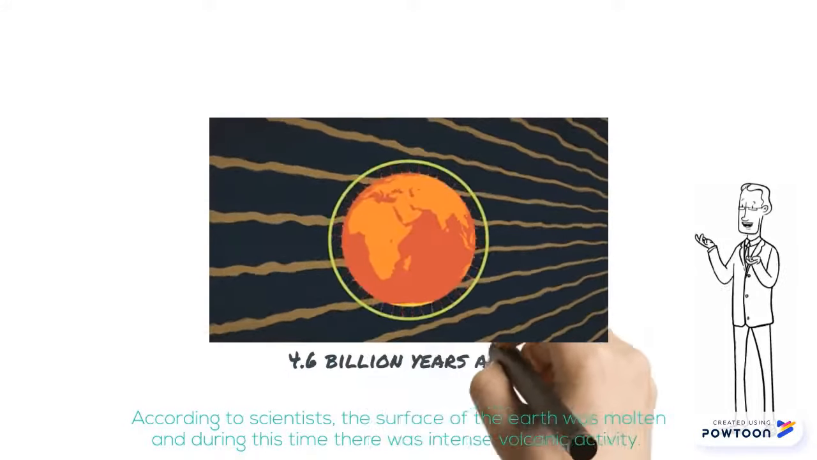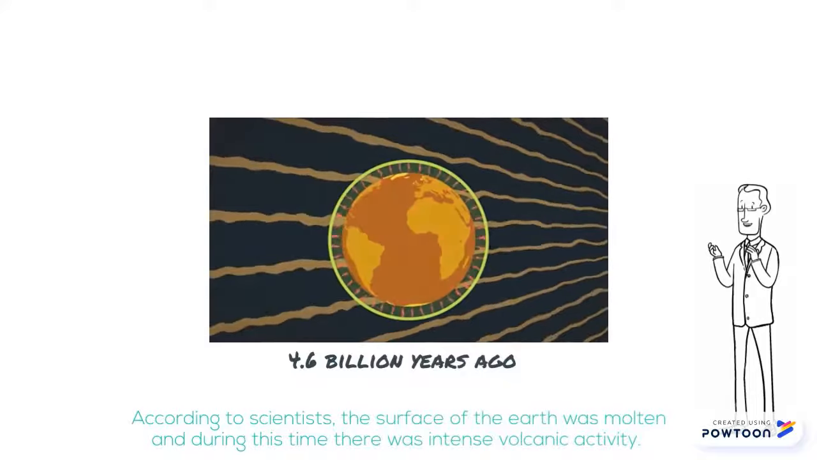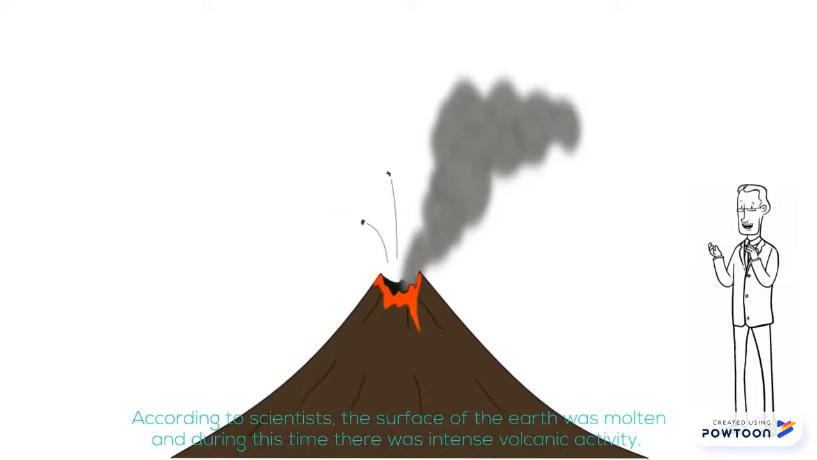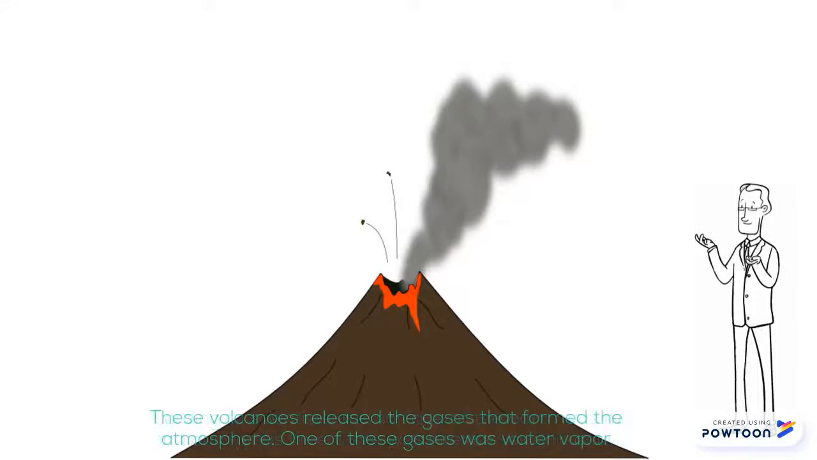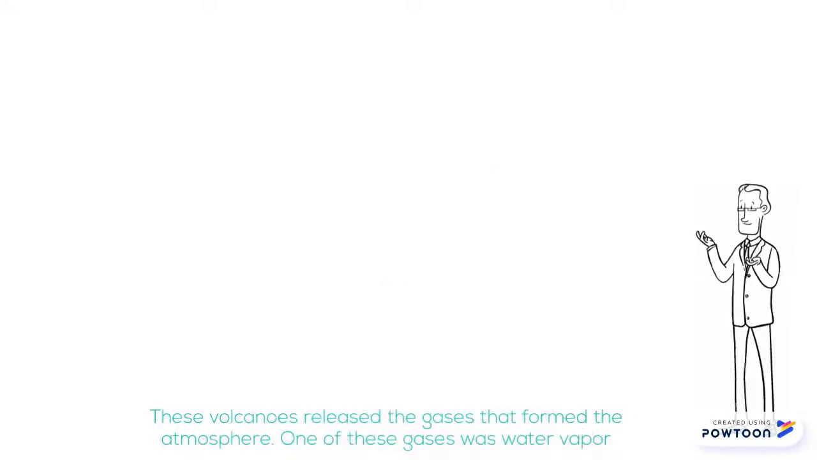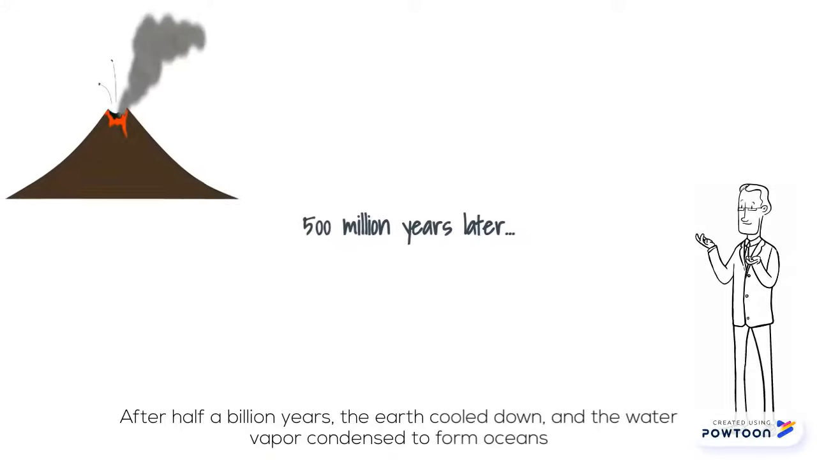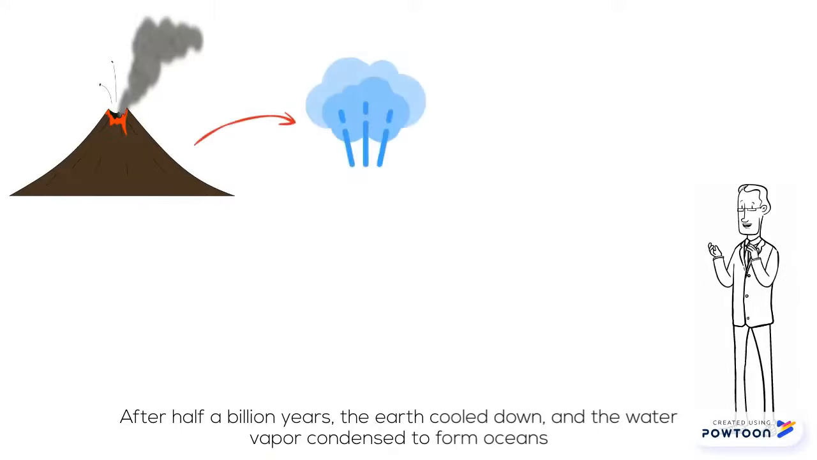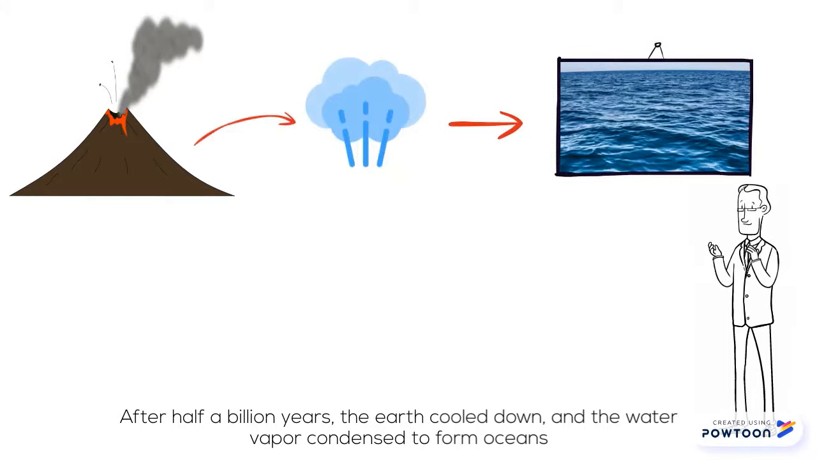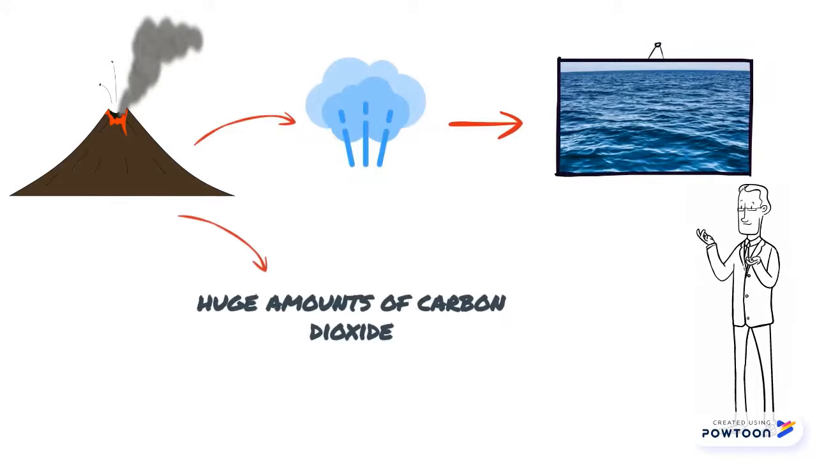According to scientists, the surface of the Earth was molten, and during this time, there was intense volcanic activity. These volcanoes released the gases that formed the atmosphere. One of these gases was water vapor. After 500 million years, the Earth cooled down and the water vapor condensed to form oceans.